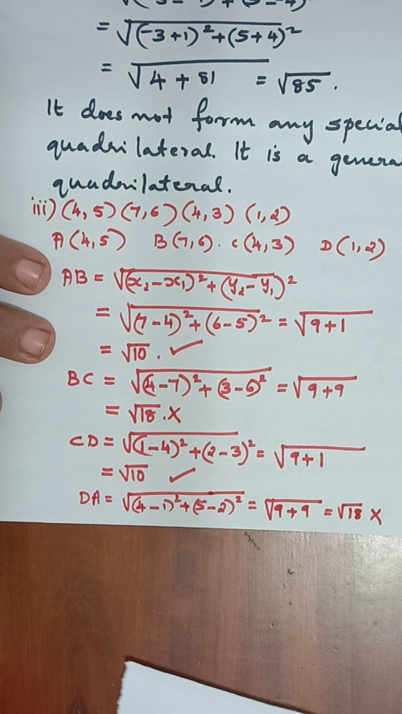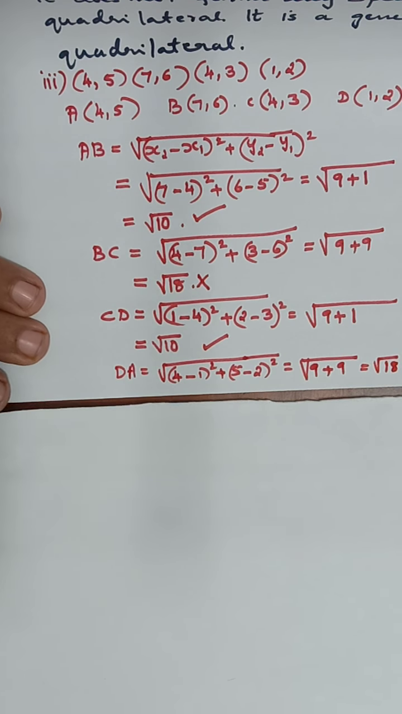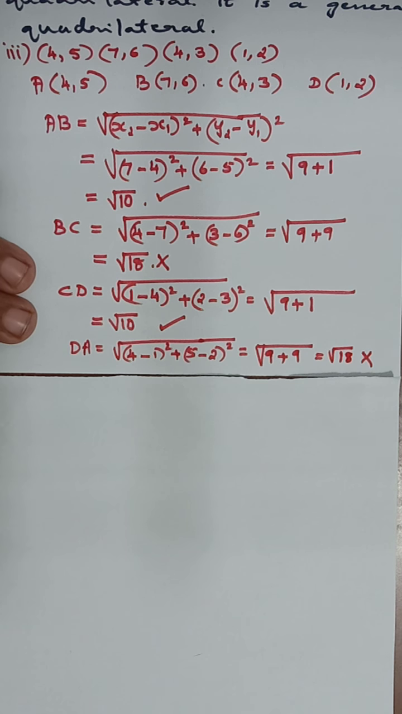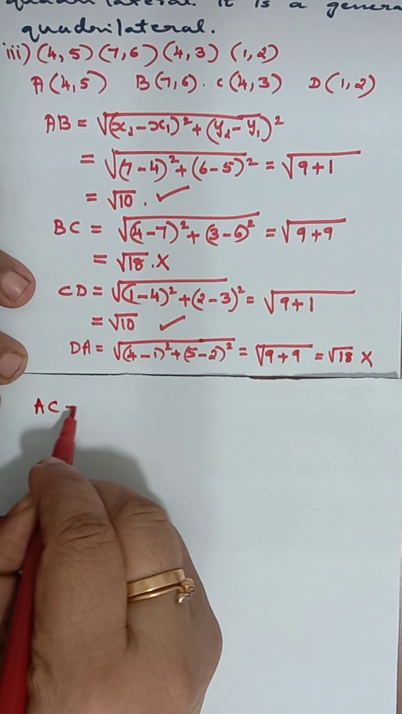So if both the pair of opposite sides are equal, there are many conditions. Sometimes it may be a rectangle. For a rectangle, one more condition should be satisfied. What is that? Opposite sides equal and diagonals equal. So we have to check whether diagonals are equal or not. So let us check. That is AC is our diagonal.